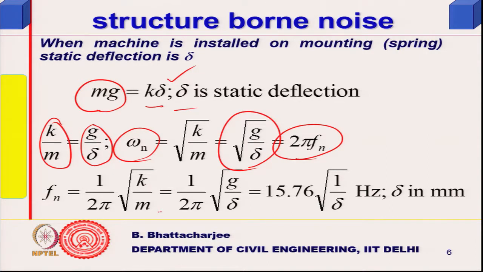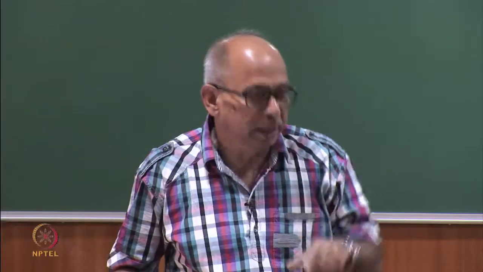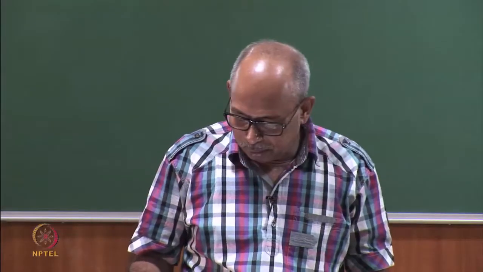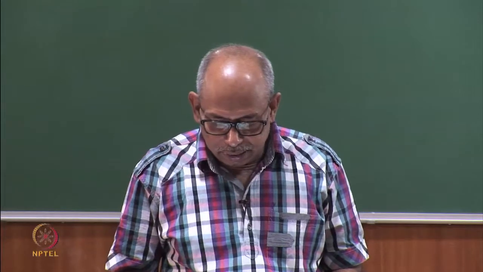So, fn you can get by 1 by 2 pi under root k by m, and delta is in millimeter. So, one can find out the natural frequency of the isolation and the machine put together. So, that is the system.